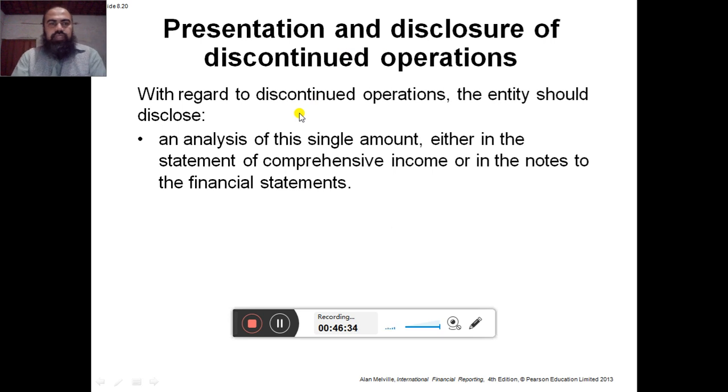तो फाइनली with regard to the discontinued operations, the entity should disclose an analysis of this single amount either in the statement of comprehensive income or in the notes to the financial statements. So, जैसे कि मैंने कहा कि previous slide में कि एक single amount आनी चाहिए, तो उसको जो है उसी comprehensive income में भी उसका analysis से मुराद क्या है?